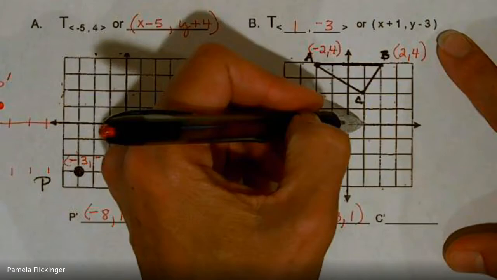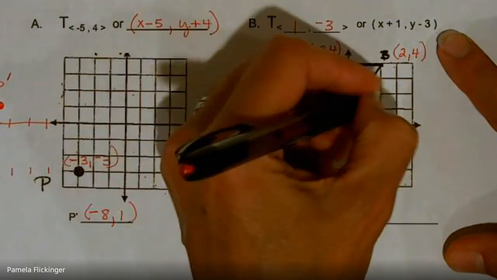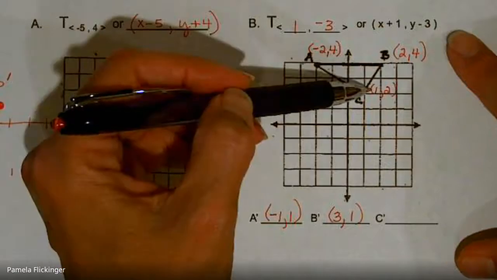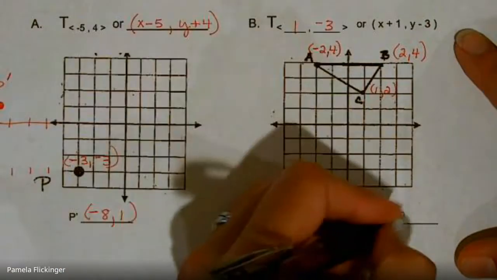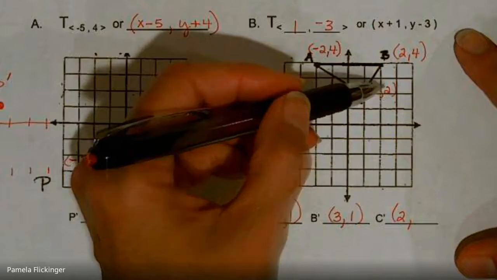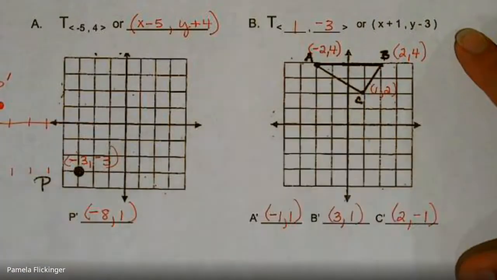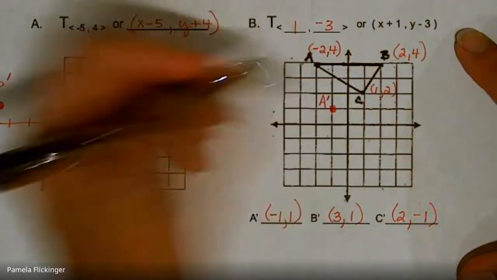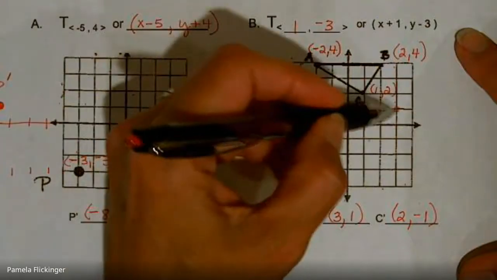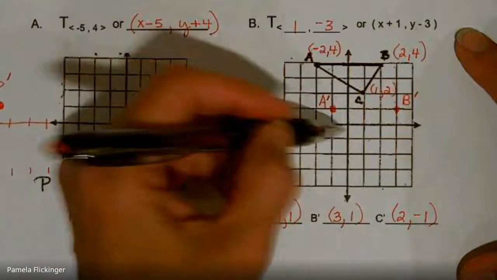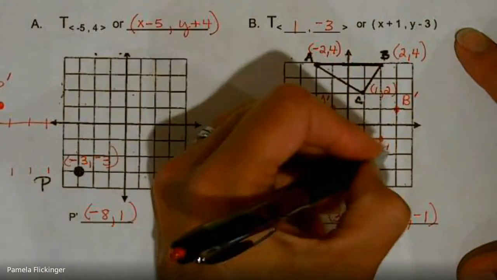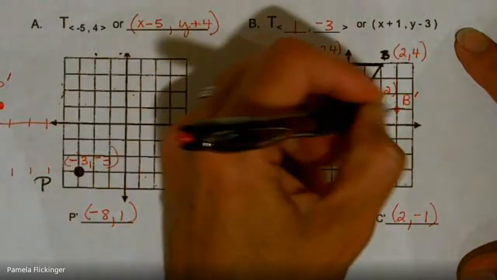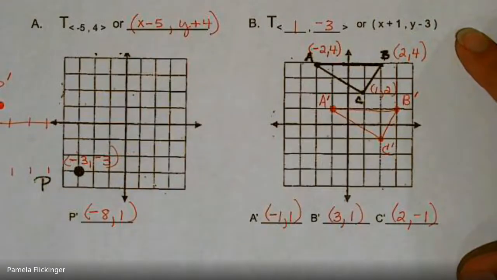And our last point, C, is 1, 2. And if I apply the math, I'm going to do 1 plus 1, moves me to 2. And then 2 minus 3 has me at -1. So this time, instead of moving and then identifying, I actually did the rule, and now I can go plot. So -1, 1. There's my new A prime. 3, 1. There's my new B prime. And then 2, -1. There's my new C prime. And when you connect, our triangles should still look congruent. Okay.